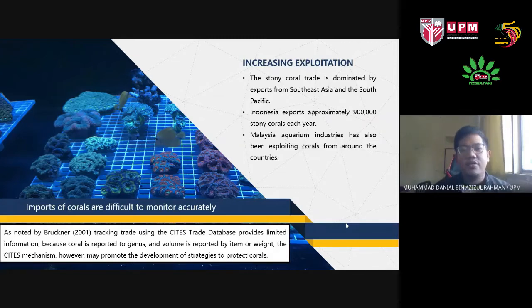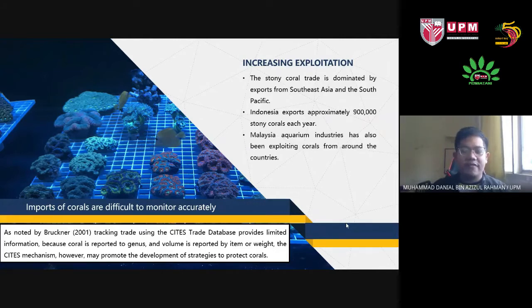Indonesia itself exports approximately 900,000 stony coral each year. As you can see, in one year Indonesia has exported 900,000 stony corals. As you know, stony corals are a part of the corals that build reef. 900,000 a year. So what happens over many years? In 10 years, it can reach a million.